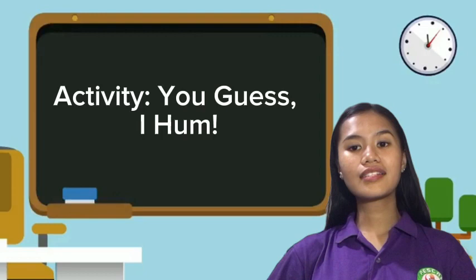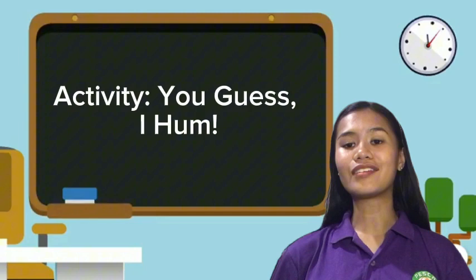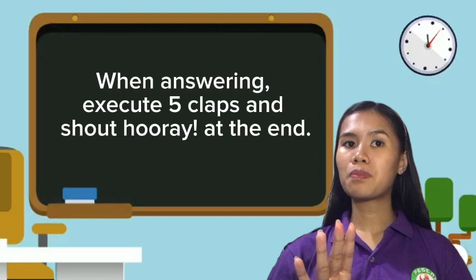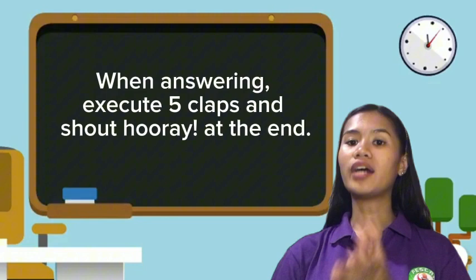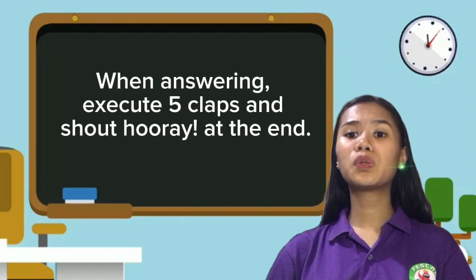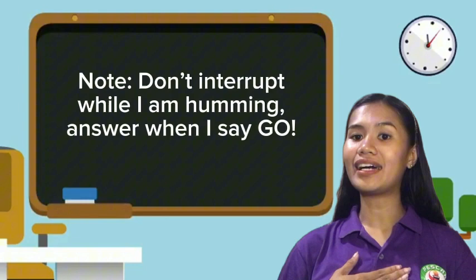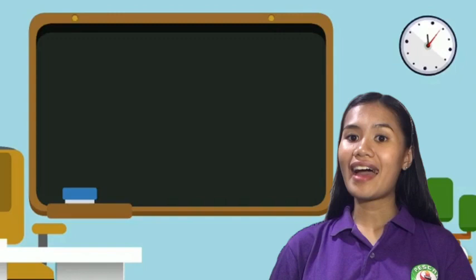Okay, class, I have here an activity for you. Our activity is titled, You Guess, I Hum. Instruction: I will hum a song and you will identify what it is. When answering, you will execute 5 claps and you will shout hooray at the end. 1, 2, 3, 4, 5. Hooray! The first person who will execute 5 claps and shout hooray will be acknowledged first. Note, don't interrupt while I am humming. When I say go, you will start answering. Okay, did you understand, class?